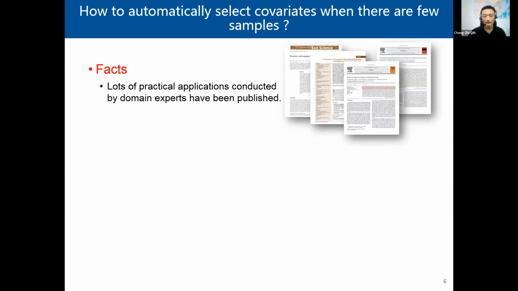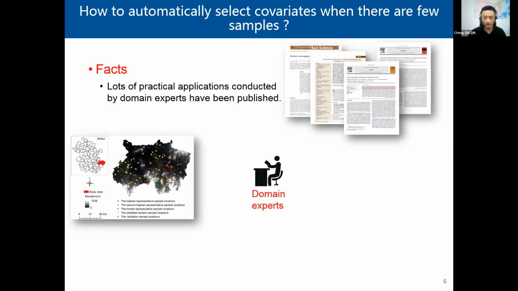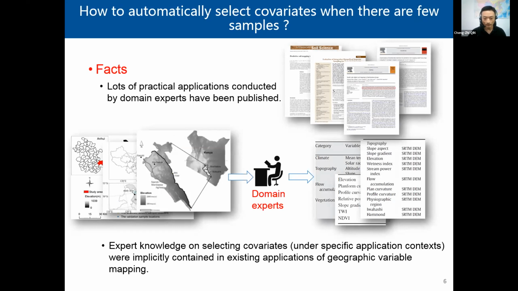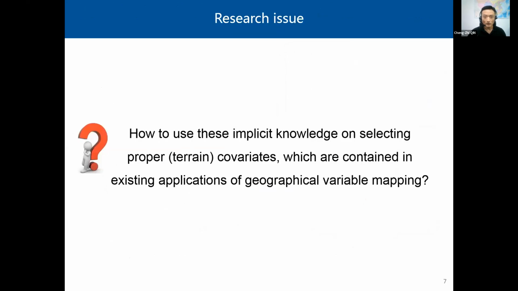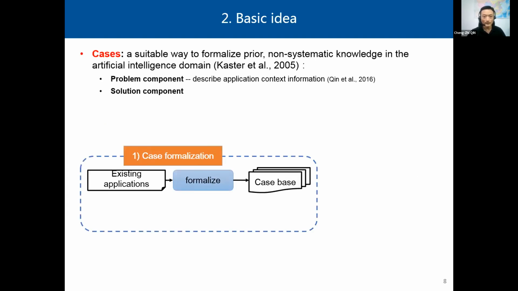Actually, there are many practical applications conducted by domain experts that have been published in scientific papers. And in these case publications, the expert knowledge on selecting covariates is implicitly contained. So in this study, the research issue is how to use this implicit knowledge on selecting proper covariates, mainly terrain covariates, to aid geographical variable mapping. So the basic idea is we use cases to provide a suitable way to formalize this non-systematic prior knowledge in the artificial intelligence domain.